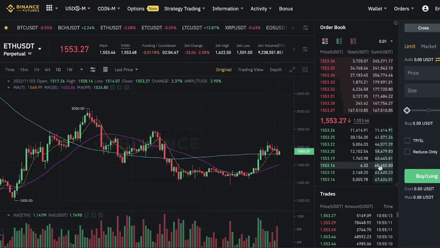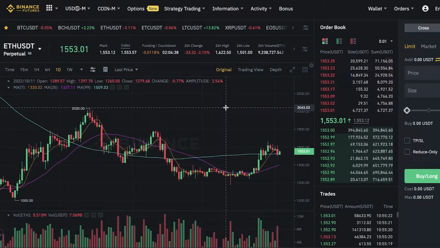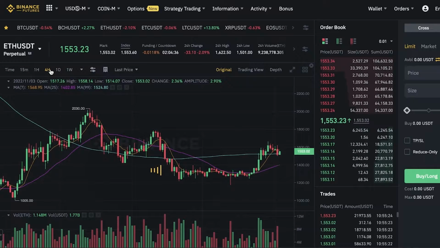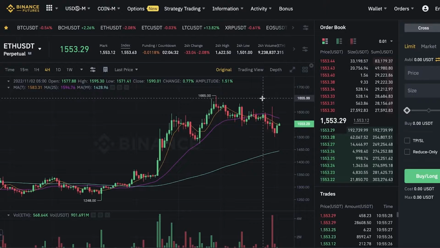Now, futures trading is a bit different than spot market trading, and that is why it is so lucrative. In futures trading, I have opened up Ethereum and USDT over here, and I will open up the 4-hour chart over here. So you can see that the price is going up for Ethereum.